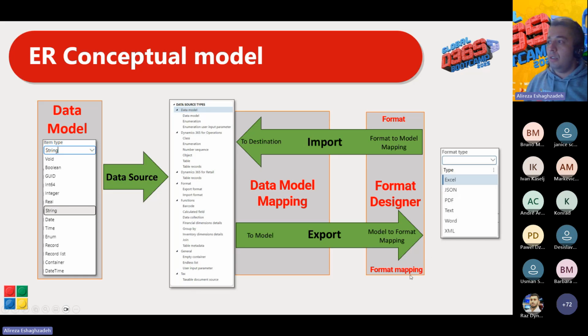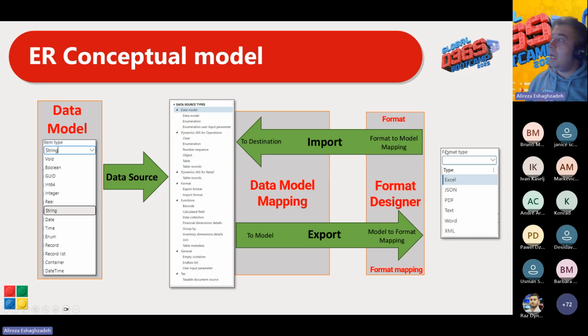And then this last part, which is the format designer, which I call the last part. So you have the data model, and now you need to design how you want to export this data. Then you can just define the layout, or the format type that you need to export the data. Is it the Excel file that you need to export? Is it JSON, for example, file, PDF, Word, or XML?